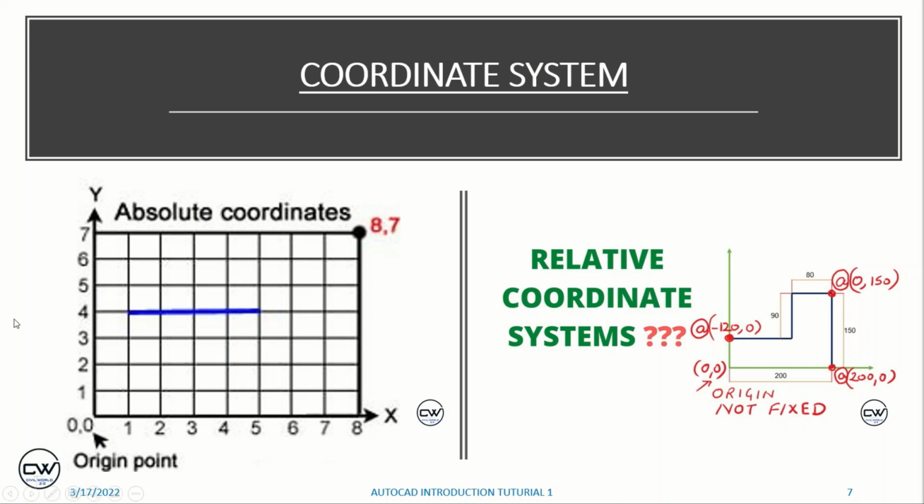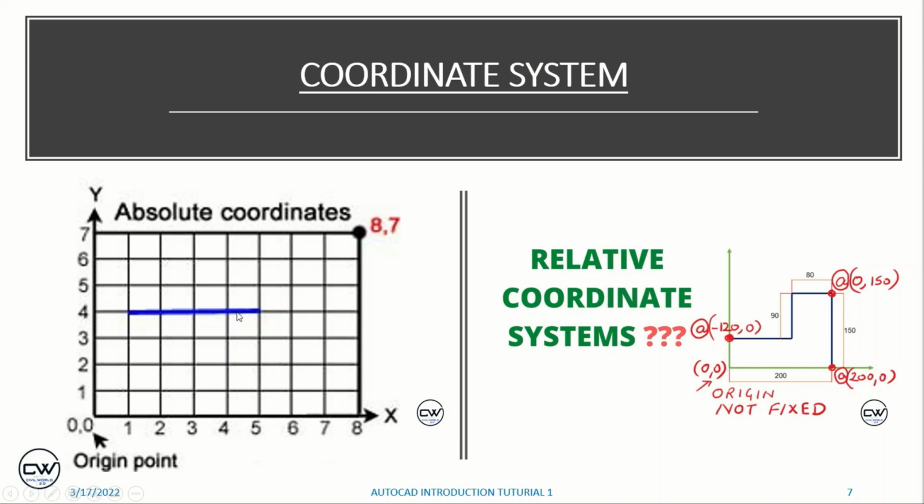You can see this is the drawing origin. We can say in this location the UCS icon is 0 0 0. So x equals 0, y equals 0, z equals 0. So it is the origin point.